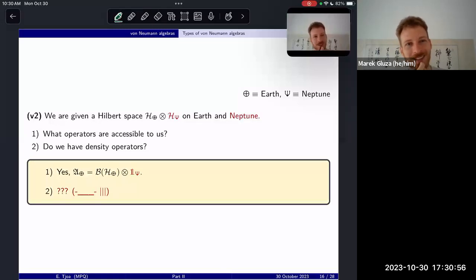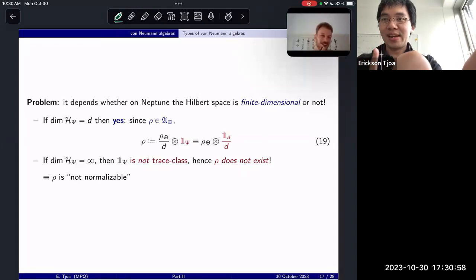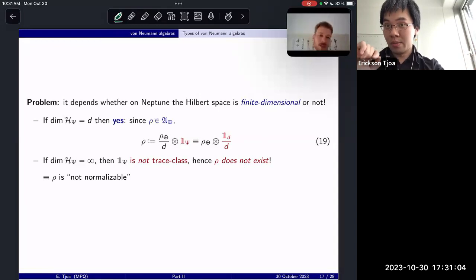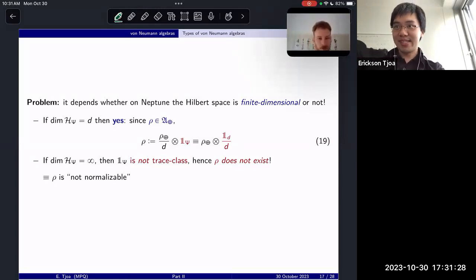Yeah. Exactly. So the problem is it really depends on whether that side is finite dimensional or infinite dimensional, right? If it is finite dimensional, then no problem. Why? Because I'll just take a density operator on the Earth's copy and divide by D. This is still a bounded operator on Earth, and then I just put the D on the other side. So this actually defines a density operator on Earth tensor maximally mixed state on the other side, right? So it's just a product state of two density matrices.